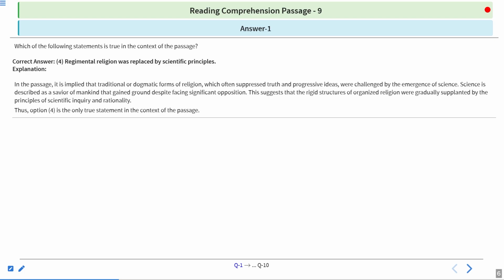And the explanation is in the passage, it is implied that traditional or dogmatic forms of religion, which often suppressed truth and progressive ideas, were challenged by the emergence of science. Science is described as a savior of mankind that gained ground despite facing significant opposition. This suggests that the rigid structures of organized religion were gradually supplanted by the principle of scientific inquiry or rationality. Thus, option 4 is the only true statement in the context of the passage.